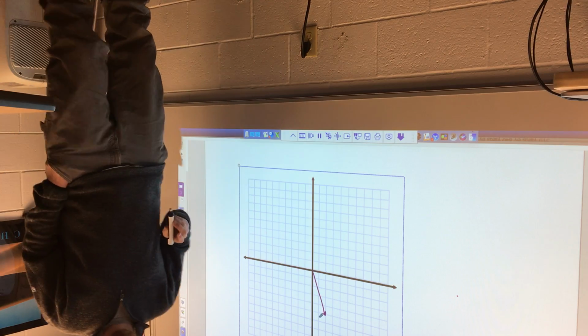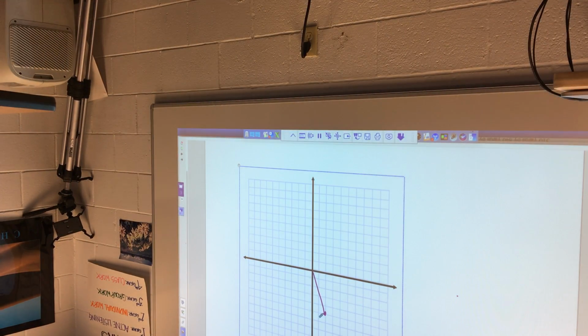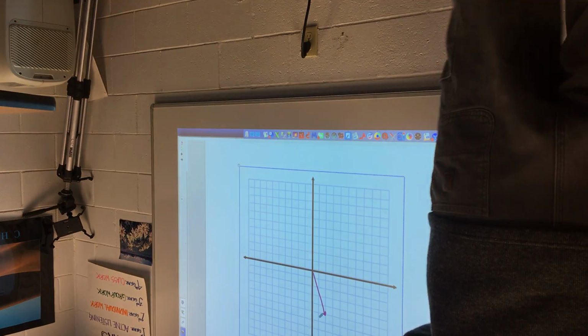Okay. Now, what I want to do is find a vector of length 1. This vector clearly doesn't have a length of 1. And what a unit vector is used for in math, science, and physics is basically just to give a direction. You know it's 1 unit long, and so it just tells you the direction. So what we're going to do is find the magnitude of V.